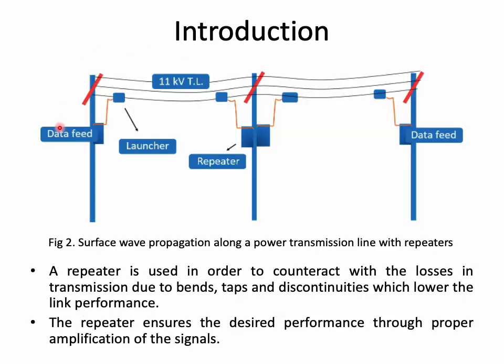So a single launcher is not sufficient to transmit the transverse electromagnetic waves on the transmission lines, which is shown here, due to the bends or different tappings and other discontinuities, which lower the link performance of the transmission lines. So in order to counteract these losses, a repeater may be used in the path to transfer the transverse waves for longer distances, like some kilometers or such. This repeater ensures the desired performance through proper amplification of the signals which are lost during this transmission.